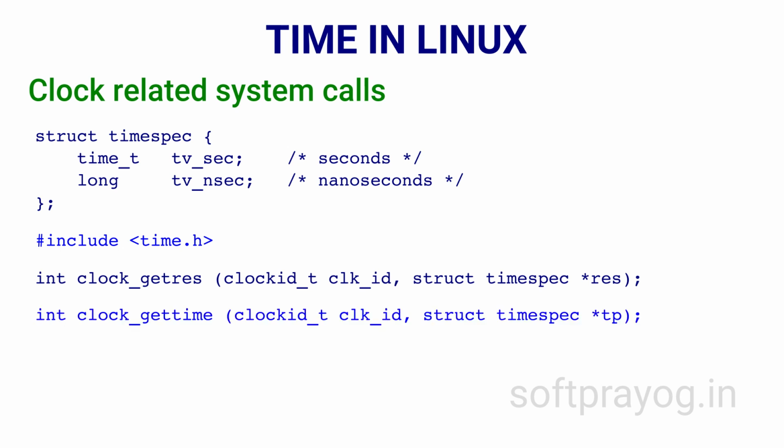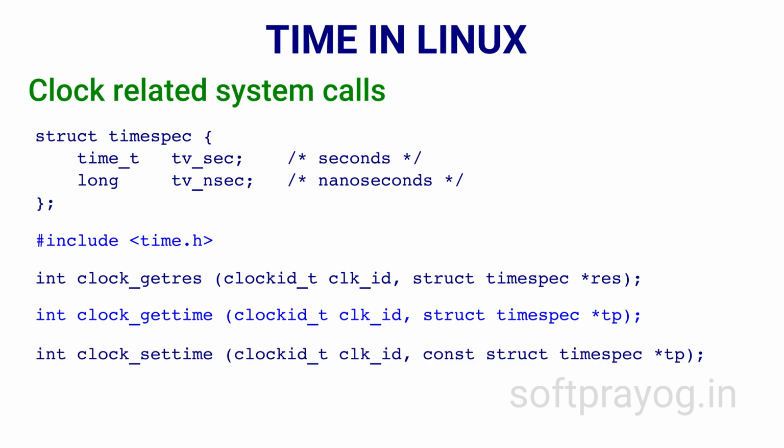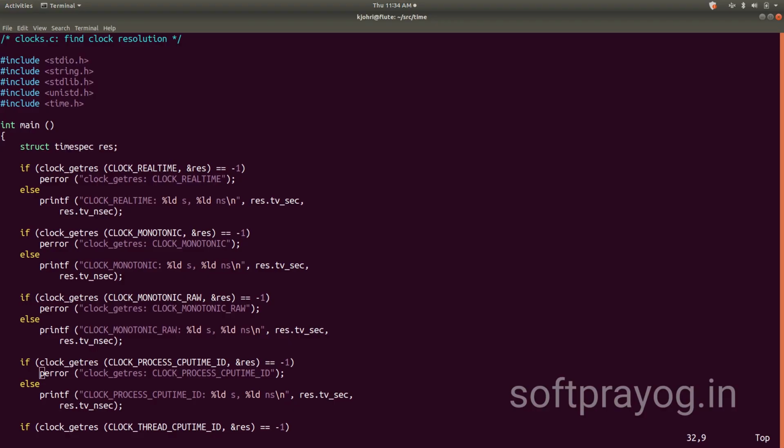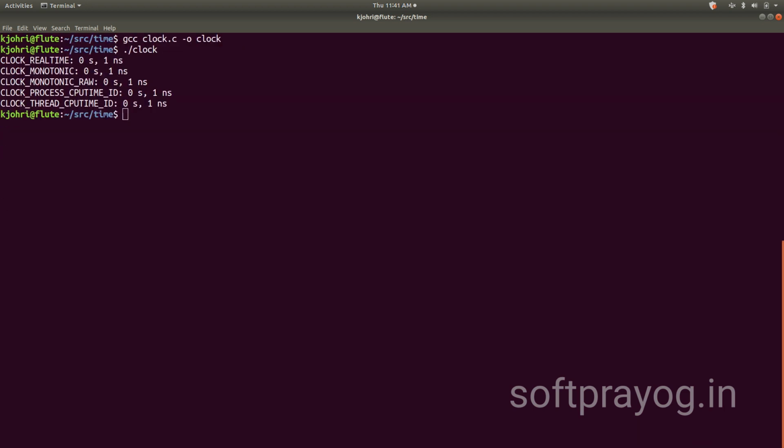clock_gettime is used to read the value of the clock identified by clk_id. The value of the clock is returned in the struct timespec pointed to by tp. clock_settime stores the value pointed to by tp in the clock clk_id. We can write a small program to find and print the resolution of clocks. When we compile and run the program, we find that all the clocks have 1 nanosecond resolution.